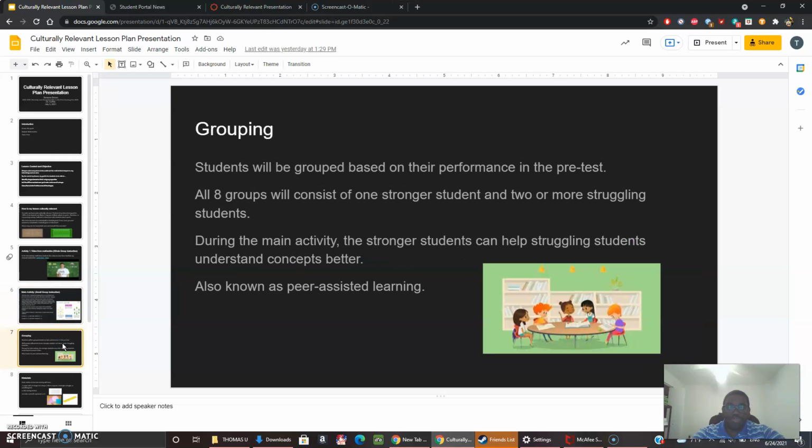Students will be grouped based on their performance in the pretest. So all 8 groups will consist of 1 strong student and 2 or more struggling students. During the activity, the stronger students can help struggling students understand concepts better. This is known as peer assisted learning.